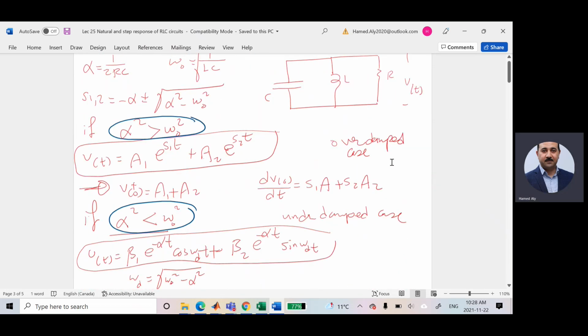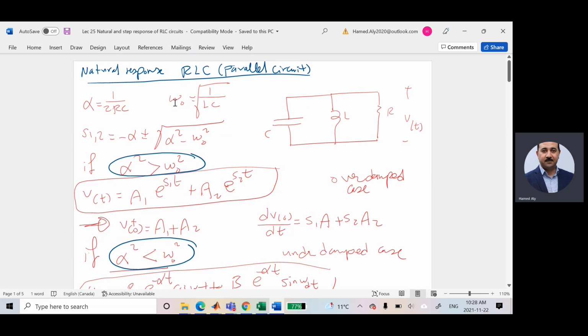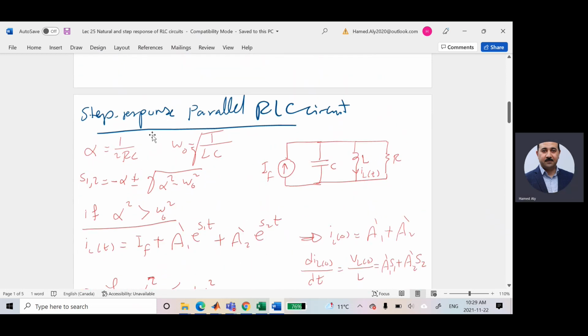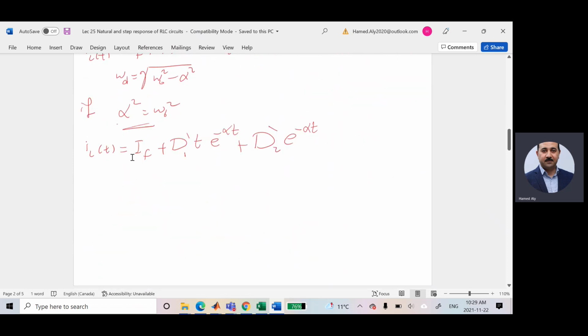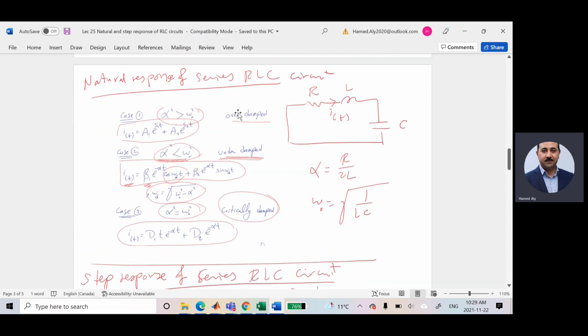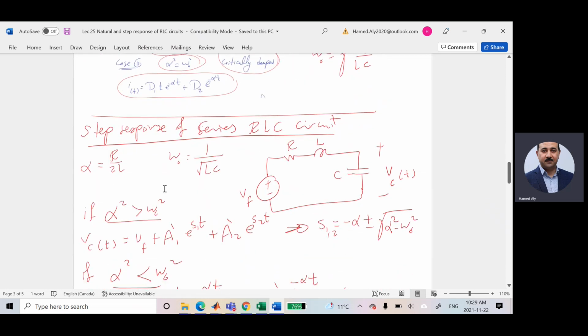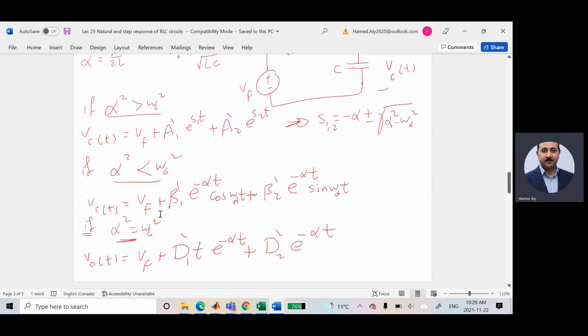If I have a parallel RLC circuit, natural response, I will calculate alpha and omega, then I will choose one of three cases. If I have a step response parallel RLC circuit, I will calculate alpha and omega, then choose one of three cases. If I have a natural response series RLC circuit, I will calculate first alpha and omega, and then choose one of three cases. If I have a step response, I have to calculate alpha and omega first, and then choose one of three cases. This is what I would like to talk about today.